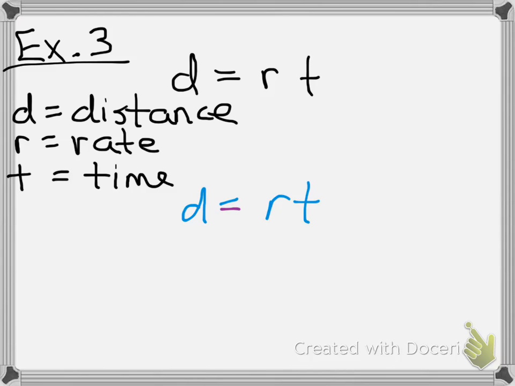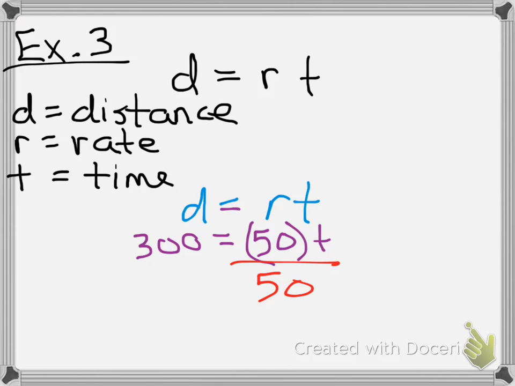So I want to plug in the information that it gives me for the variables in the formula. So 50 would go in for rate, and 300 would go in for the distance. Do you see how I substituted in where it goes in the formula? 300 I plug in for D, 50 I plug in for R. Now technically, do I need those parentheses around the 50? No, because if a number and a variable are together, I know that tells me multiplication.